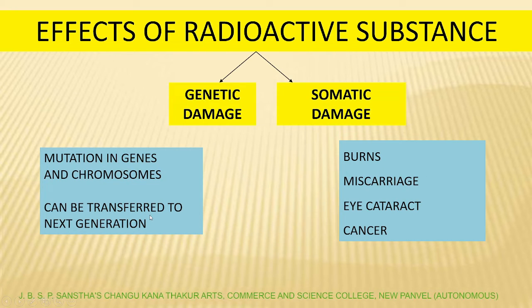Moreover, these radioactive substances can also create somatic damage. So the body cells may be affected. For example, these radiations may lead to severe burn injury. They may lead to miscarriage, eye cataract and cancer.